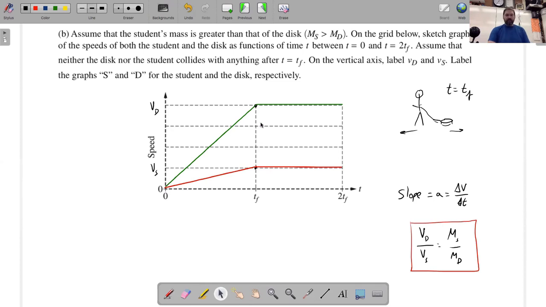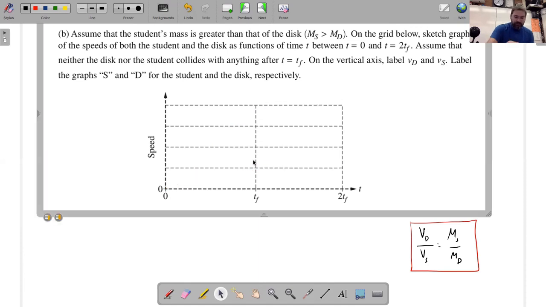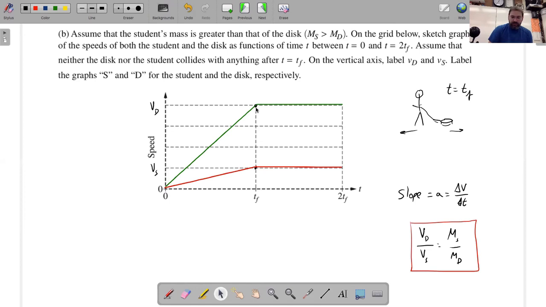In this case, the student has 4 times as much mass as the disk, but it really doesn't make a difference what the vertical scaling is, so long as v sub d is above v sub s. You could have these 2 points on t sub f relatively close to each other, so long as v sub d is some value that's greater than v sub s. So that looks pretty good.